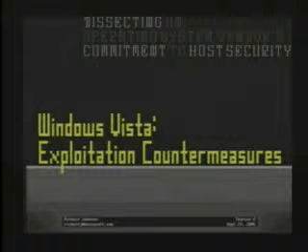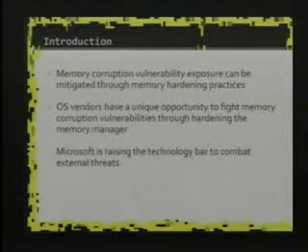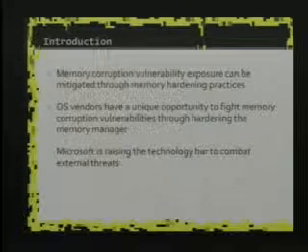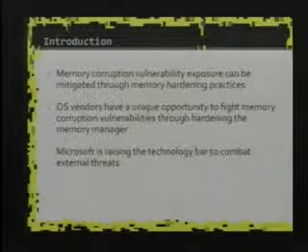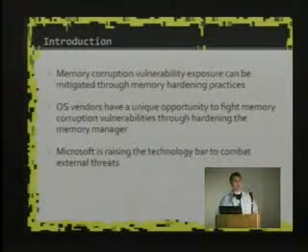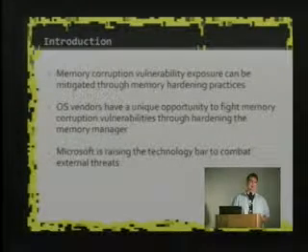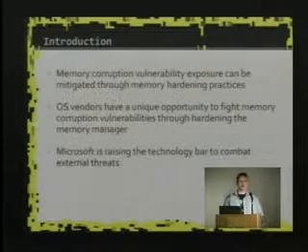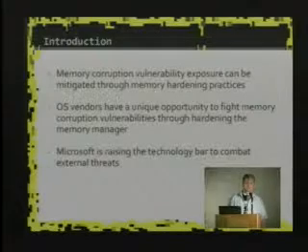All right, so today we're going to be talking about some new features in Windows Vista, focusing on memory hardening and new technologies that are being added to prevent exploitation, or at least try to mitigate those risks. It's my belief, and generally observed, that memory corruption vulnerability exposure can be mitigated through certain memory hardening practices. Microsoft has access to the source code and the internals, and they have the best perspective to consider what types of changes will have the greatest effect to prevent general attacks and general methodologies for exploiting vulnerabilities.